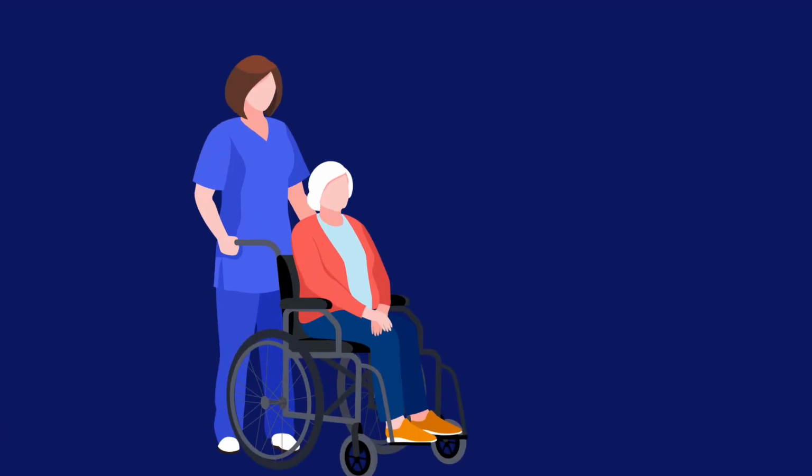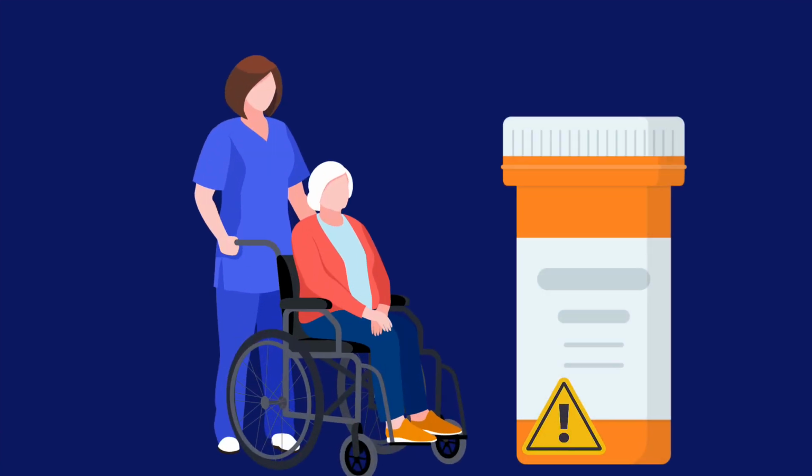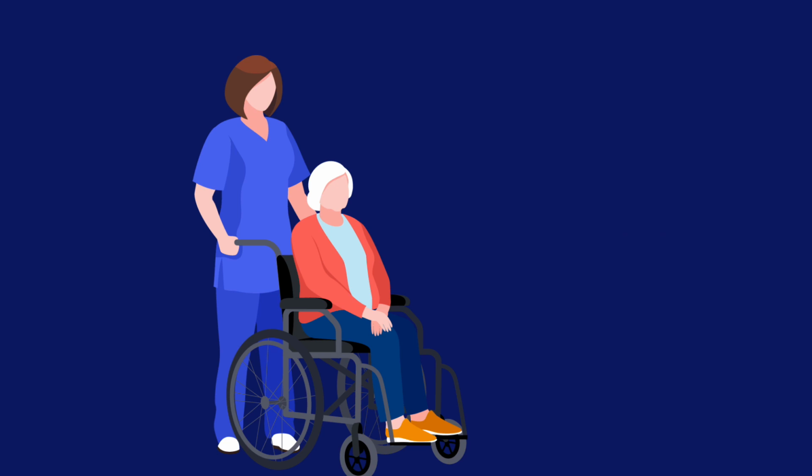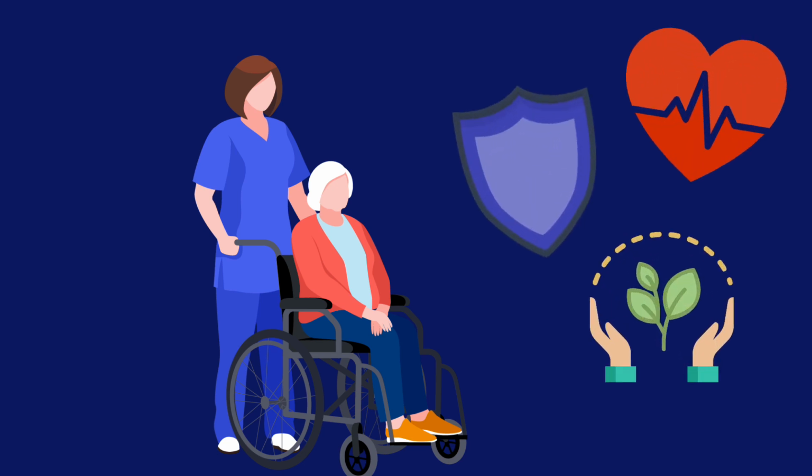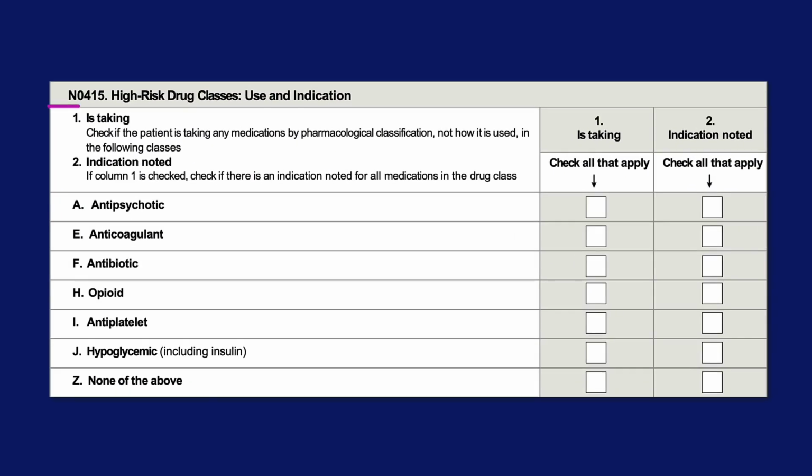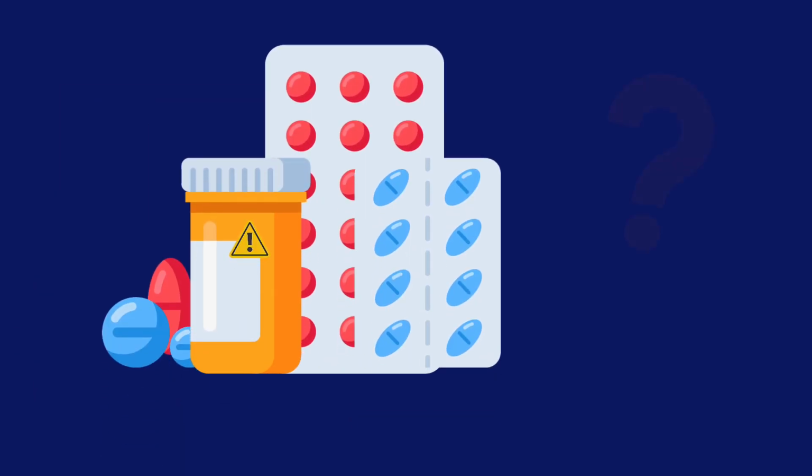Patients taking medications in high-risk drug classes may be subject to side effects that can adversely affect health, safety, and quality of life. The basis for coding N0415 high-risk drug classes, use and indication, is determining whether a patient is taking any prescribed medications in the specific drug classes, and whether the patient-specific indication was noted for all medications in the drug class. What does taking a medication mean in the context of this item?